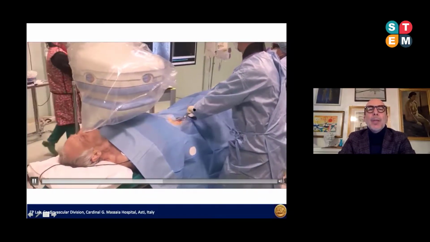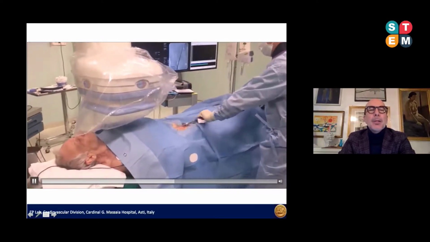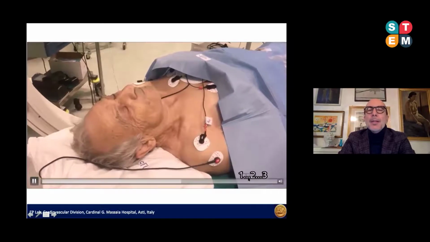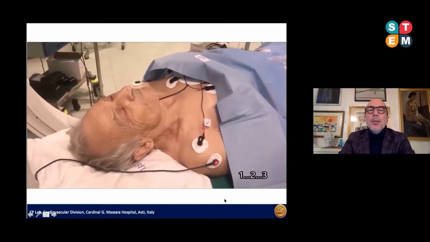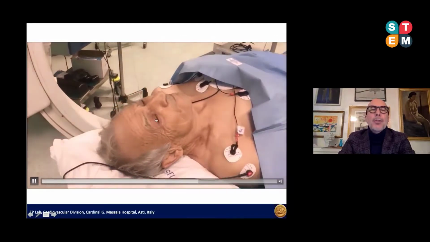Of course, I have to skip the procedure, but the patient stays just still on the bed, and I'm just reorienting the patient. 1, 2, 3. And at 3, the patient will open the eyes.